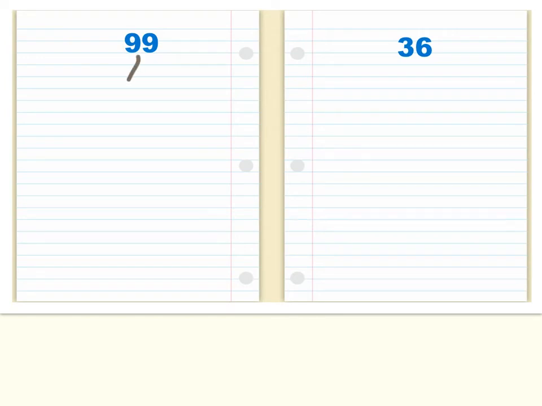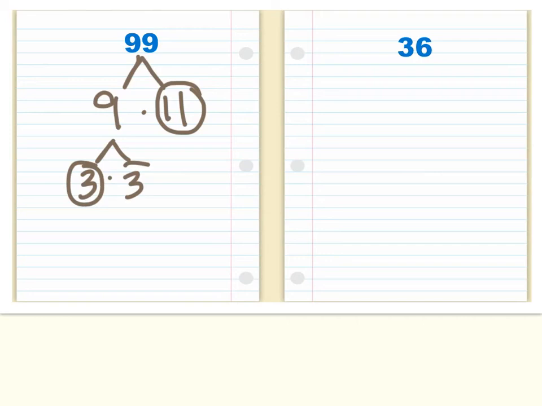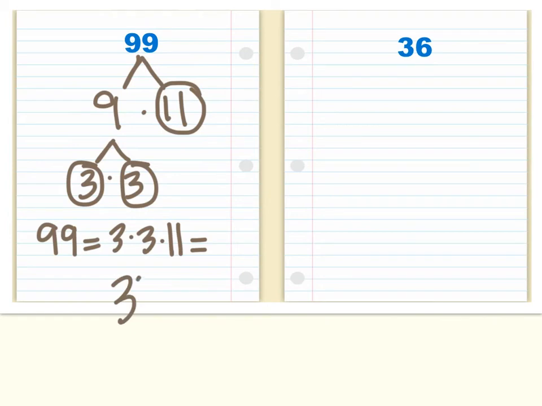All right, so here I have 99. I could start with 3, but I want to start with 9 times 11 because I know 11 is a prime number, so I can go ahead and circle it. So now I go to 9, and 3 times 3 is 9. I have everything circled, so the prime factorization of 99 equals 3 times 3 times 11, which equals 3 to the second power times 11.